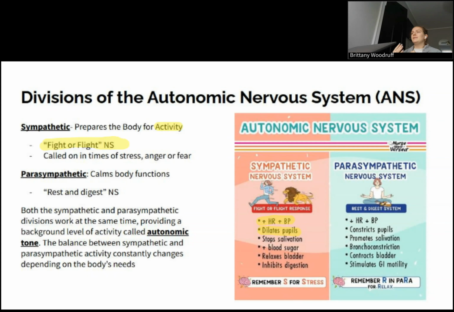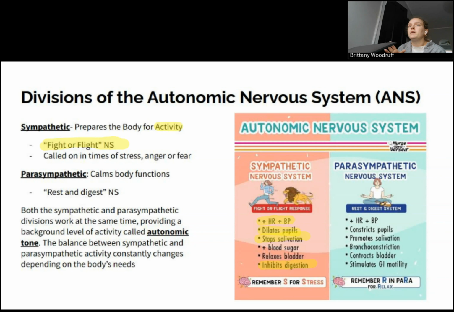So if you're deciding where to run to, if you're going to run away from that bear, right? You need to see as much as you can. So your pupils dilate to take in as much information as you can. Right? I don't know if that's the exact reason why, but that's just how I remember if it's dilating or constricting. Okay? It's going to stop salivation. All right. When you go to fight that bear, chances are you are not thinking about what you're having for dinner. Okay. So similarly, it's also going to inhibit digestion.